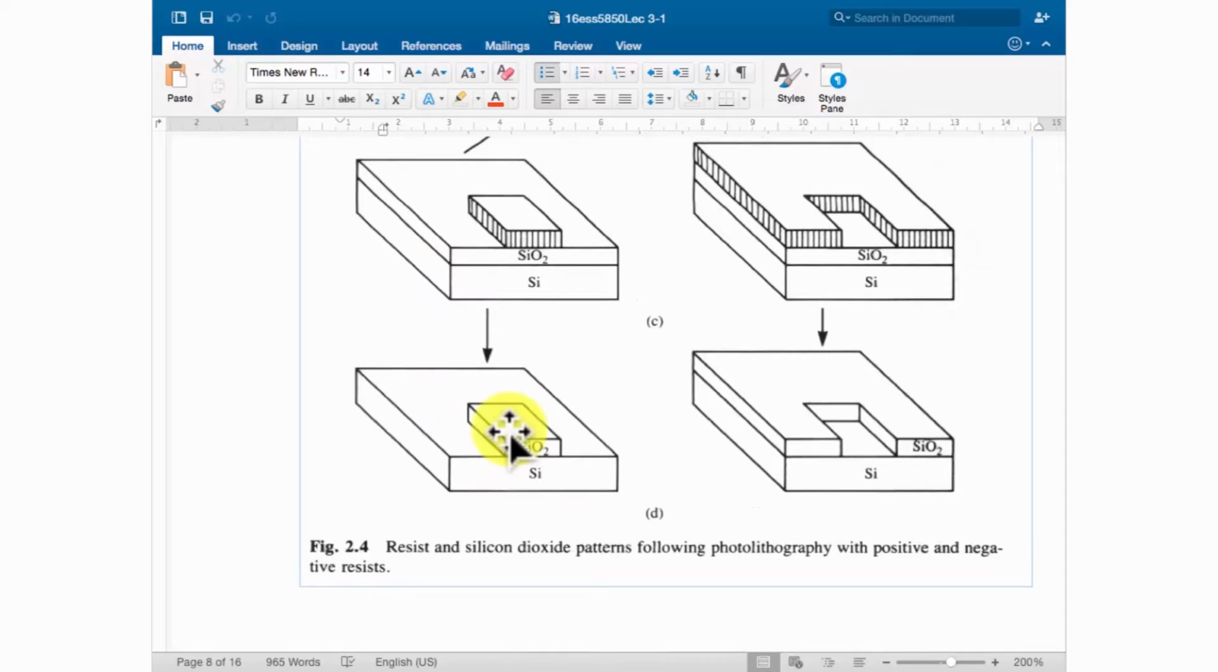After the exposure and developing, you get the structure you want. The area where you have the photoresist means the material underneath will be protected by the photoresist. So after the etching process, the rest of the material will be taken out, remaining only the structures which have been protected.